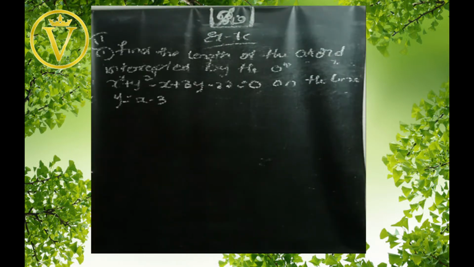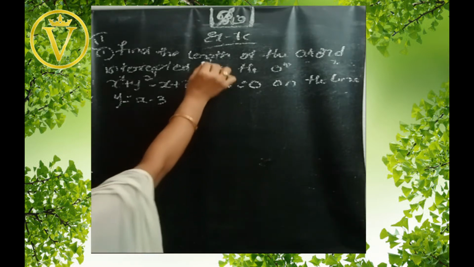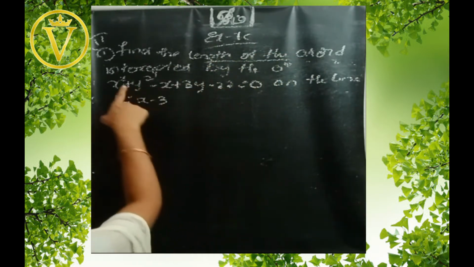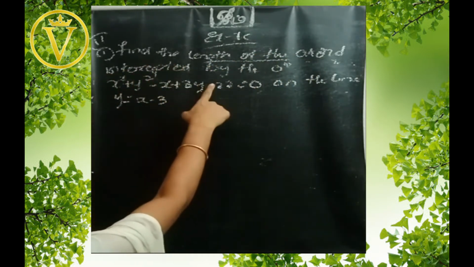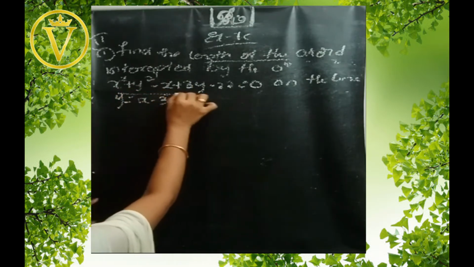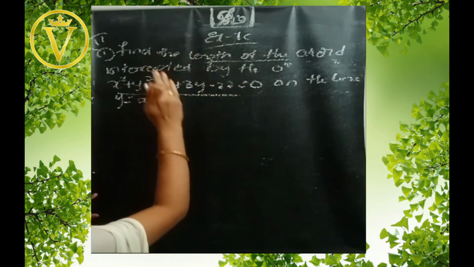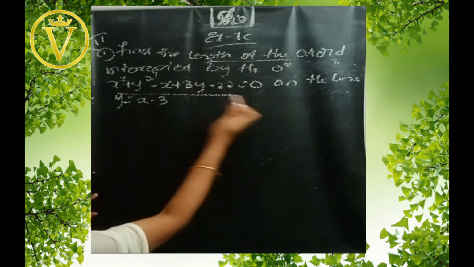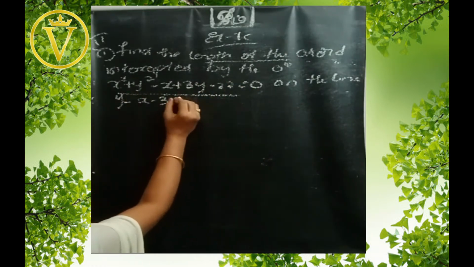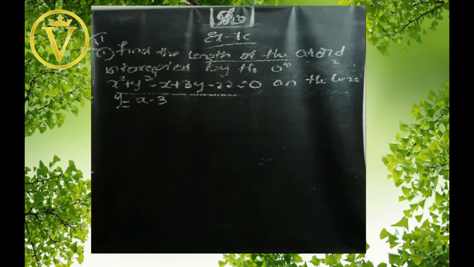This is our first problem of the second Roman of exercise 1C. Here they ask us to find the length of the chord intersected by this circle. They have given a circle equation and the line y equals x minus 3. So it is related to the note, right?